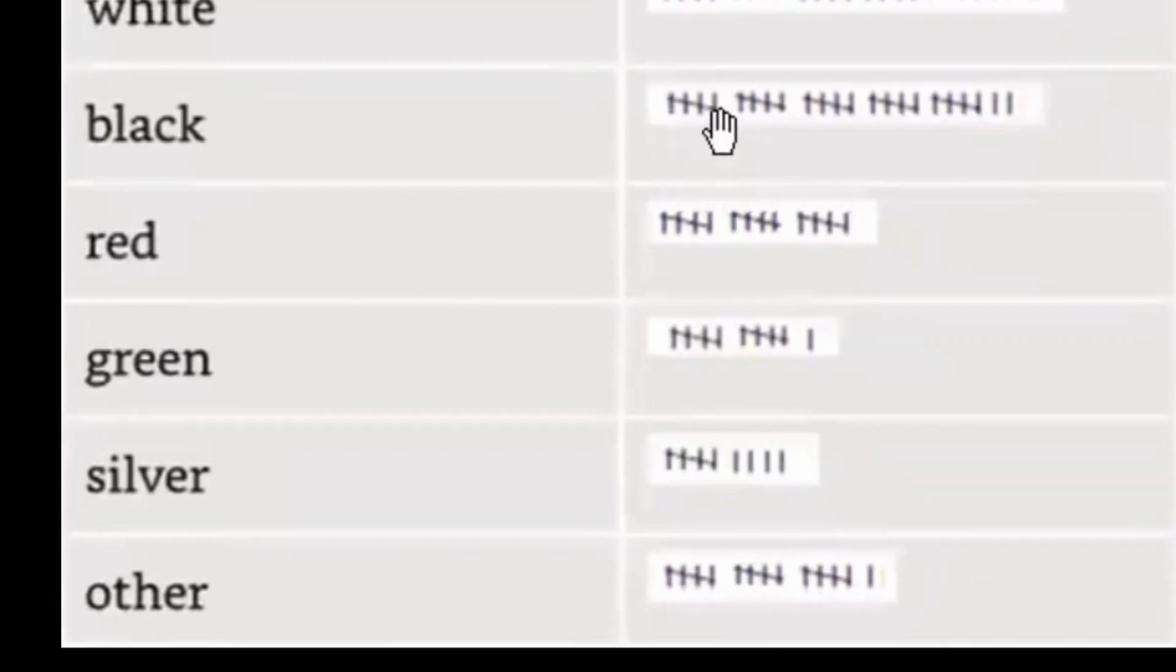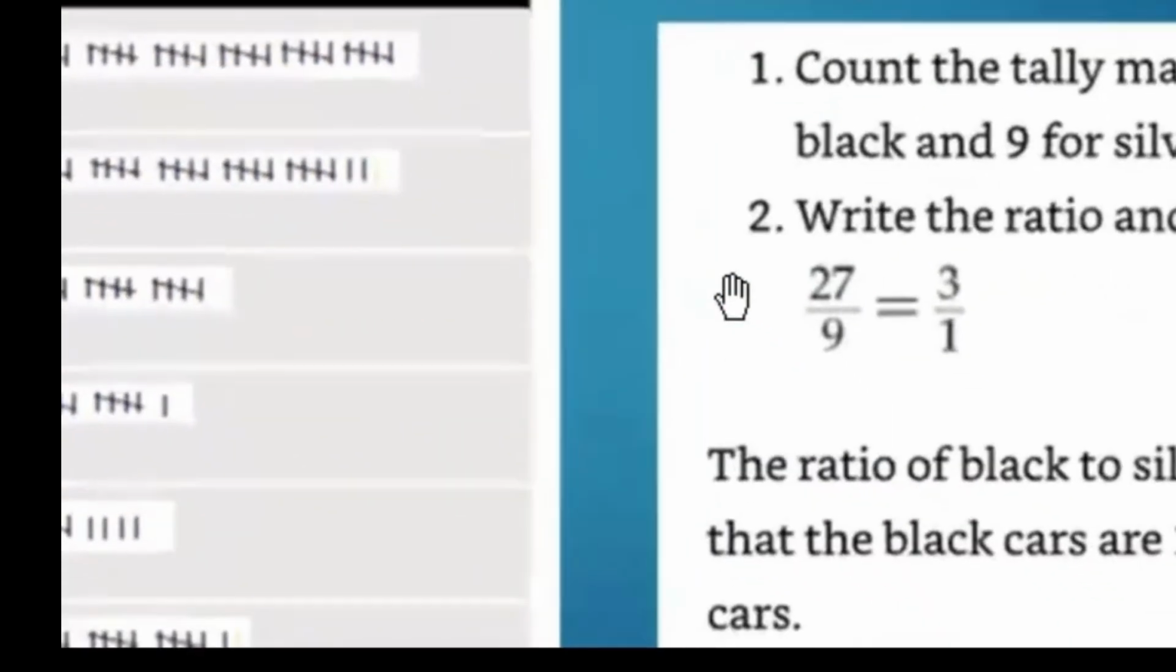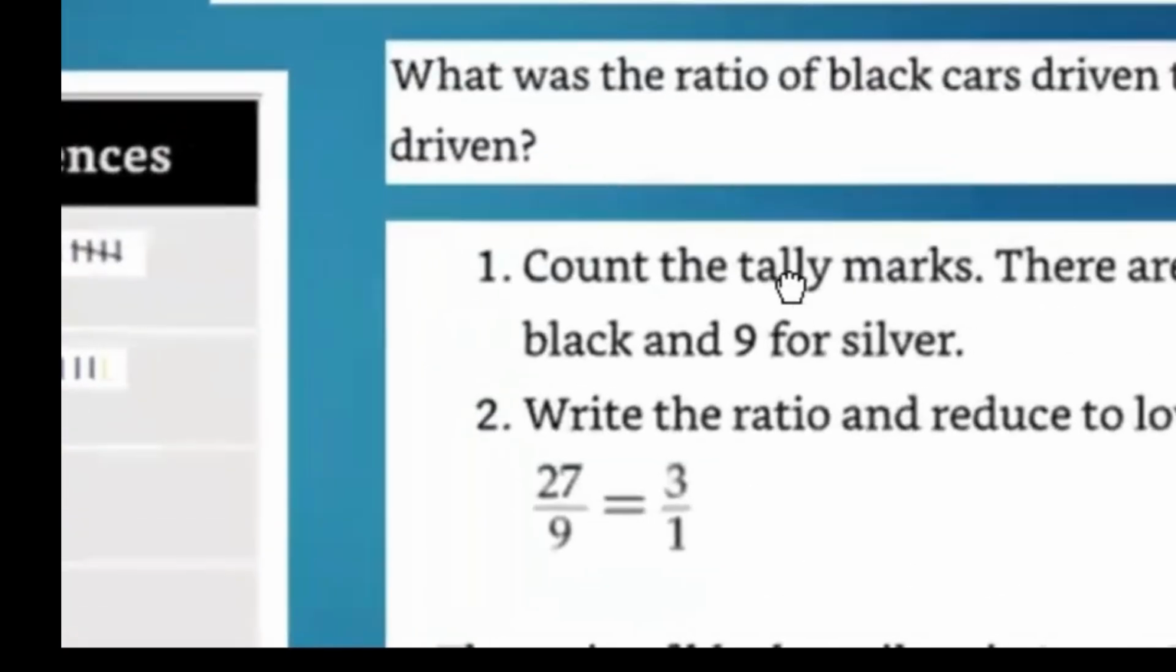And we're going to count 1, 2, 3, 4, 5. We know that 5 times 5 is 25, but then we see 2 extra tallies here, 1, 2. So we know that 25 plus 2 is 27. We know that she saw 27 black cars, okay? And the question is asking us, what is the ratio of black cars to silver cars?